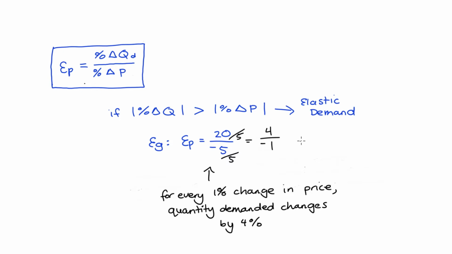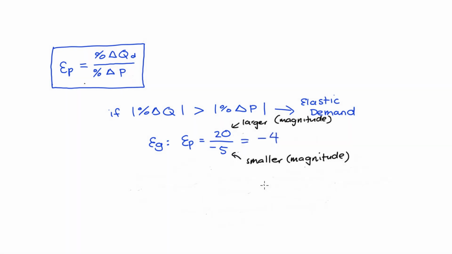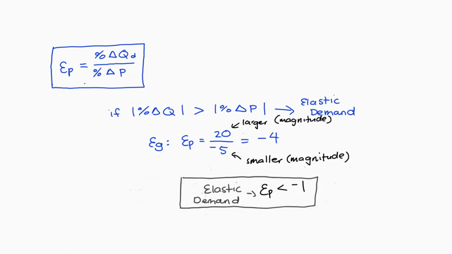Now, when we have elastic demand, the numerator is larger in magnitude than the denominator, and this means that our elasticity will necessarily be less than -1, so like our -4 here. And that's really the formal definition of elastic demand, when the elasticity value is less than -1.